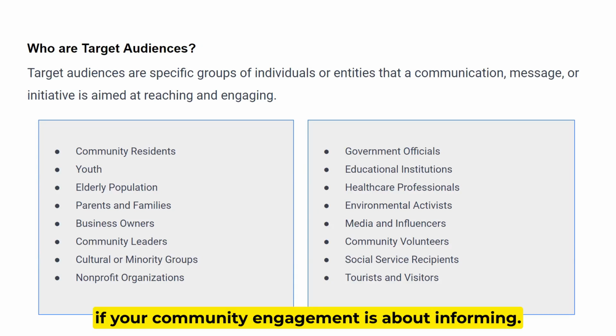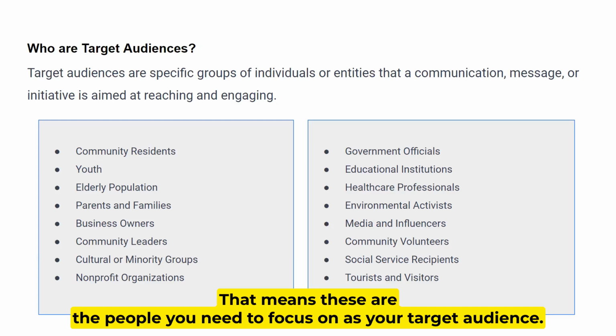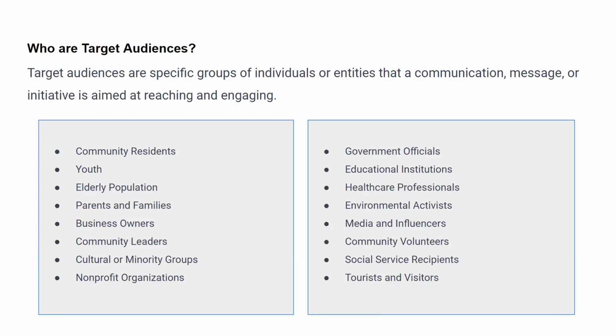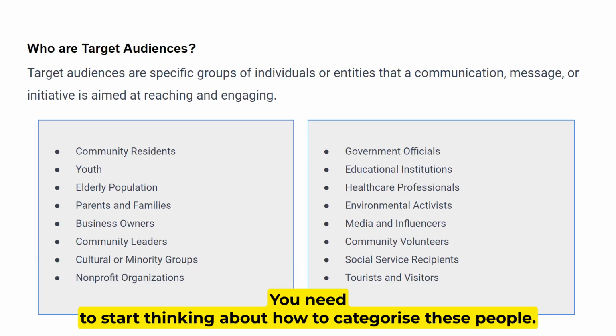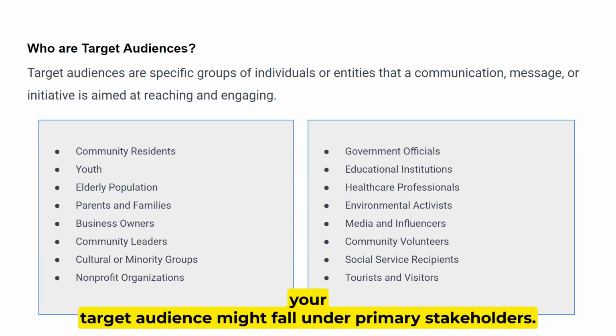If your community engagement is about informing or is about consultation, that means these are the people you need to focus on as your target audience. You need to start thinking about how to categorize these people. Sometimes your target audience might fall under primary stakeholders.